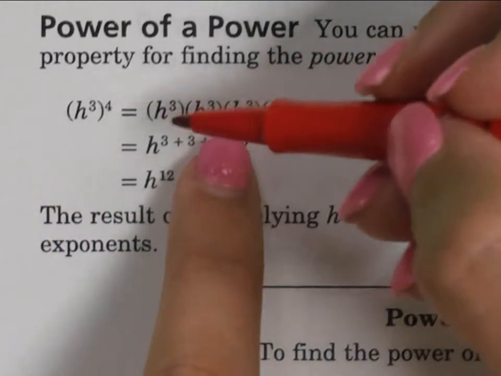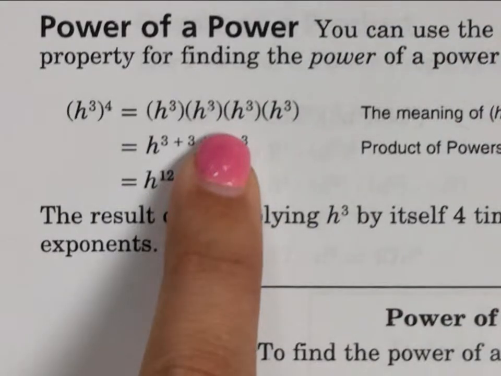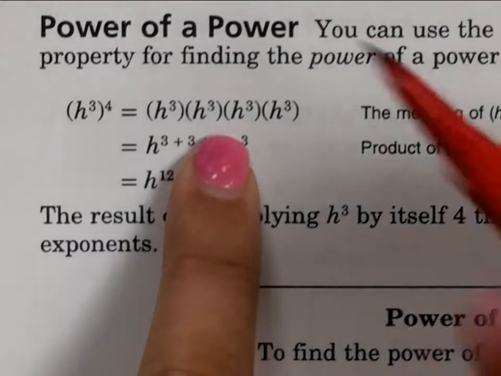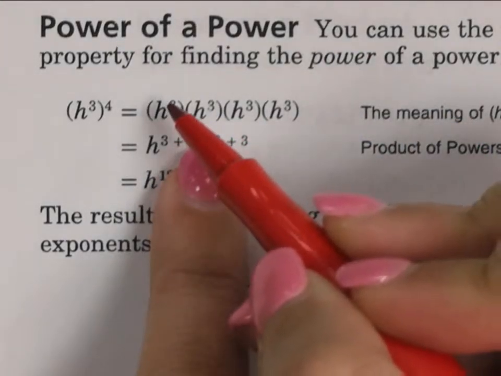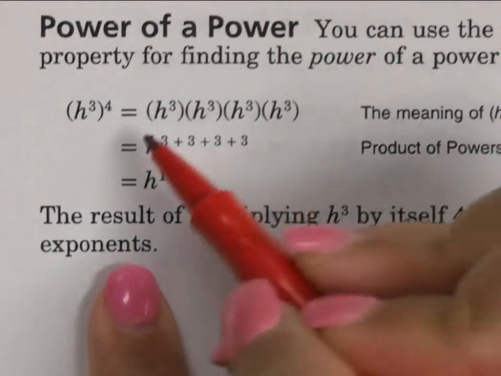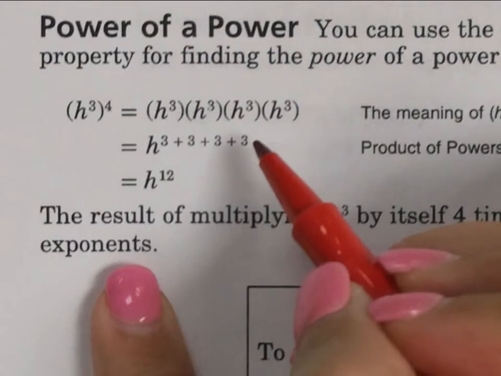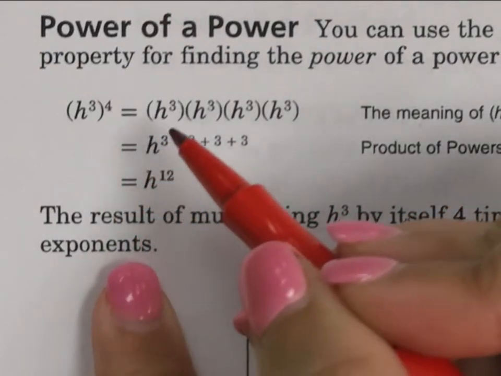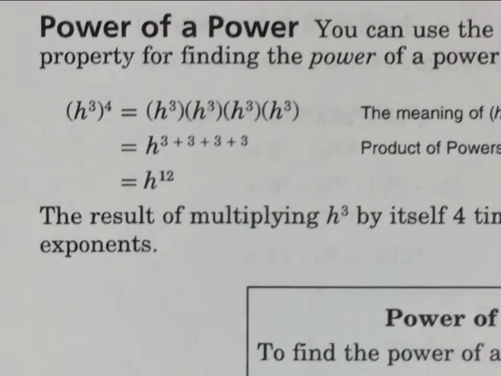What do you do when you multiply monomials? What do you do with their exponents? Not multiply them. You add them. So since I'm multiplying h cubed times h cubed, that means I'm going to add my exponents, or 4 in this case. So h to the 3 plus 3 plus 3 plus 3 gives me h to the 12. What is another way of writing 3 plus 3 plus 3 plus 3 without addition, Desmond? 3 times 4.